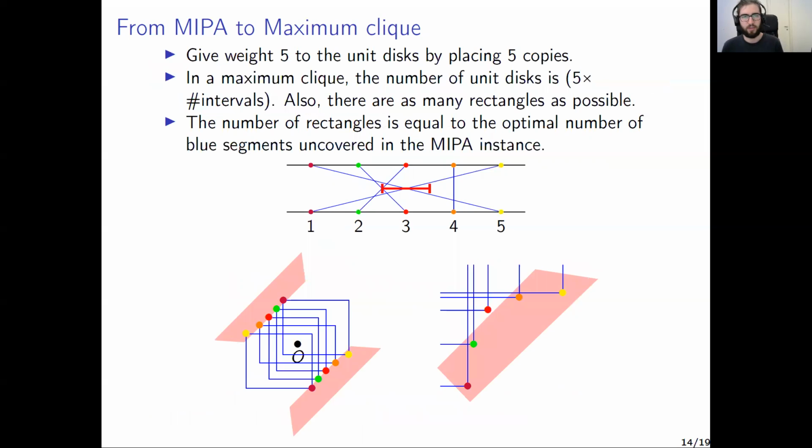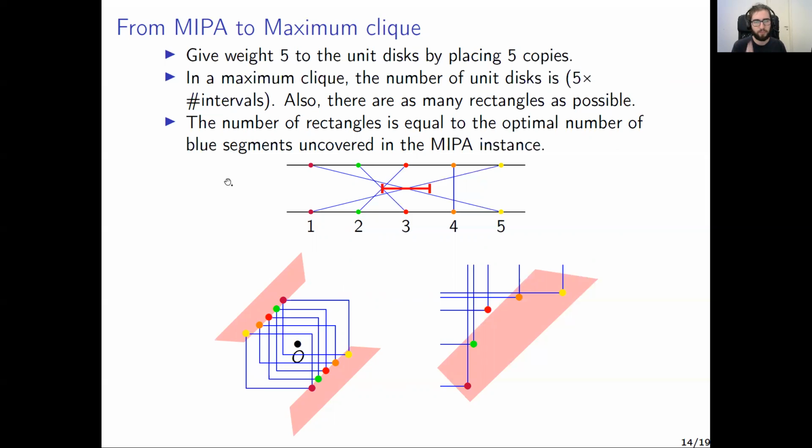Okay, so now I'm going to tell you the last details I want to tell you about the proof, how we do the reduction. The first thing we do is give weight 5 to the unit disk by placing 5 copies of them. So for each interval in the input, we have 5 unit disks above and 5 unit disks below. Then we could show that in a maximum clique, the number of maximum disks is equal to 5 times the number of intervals.